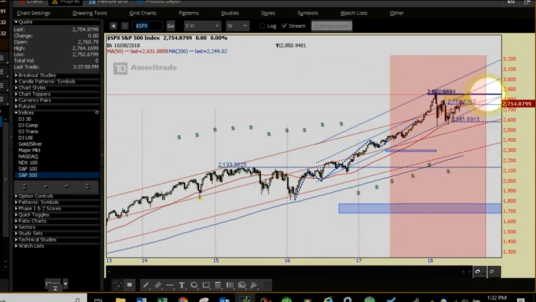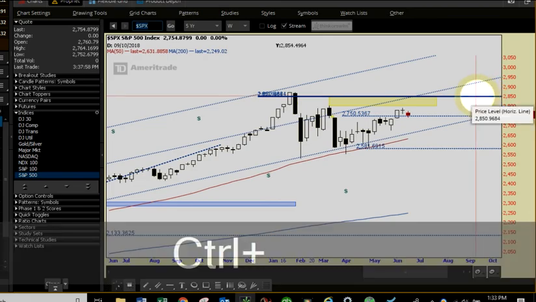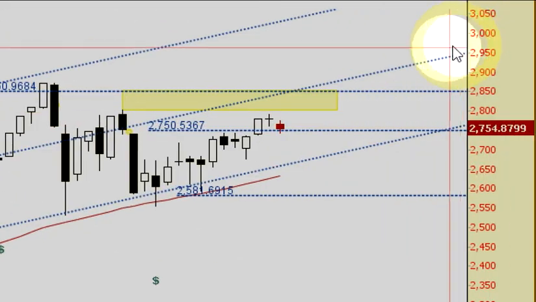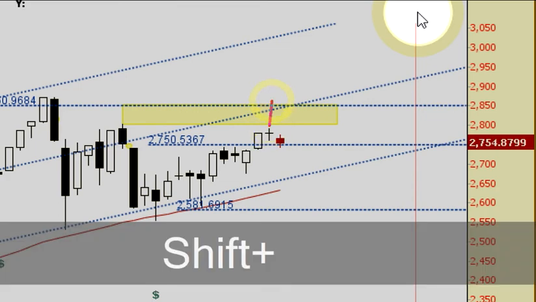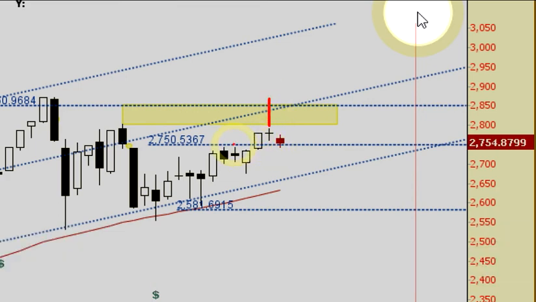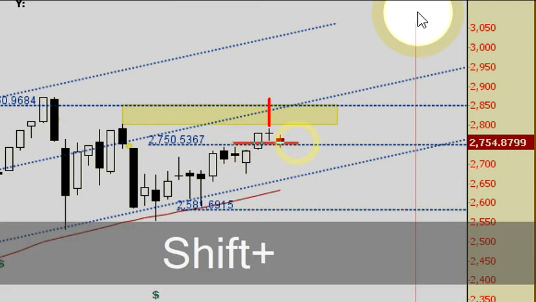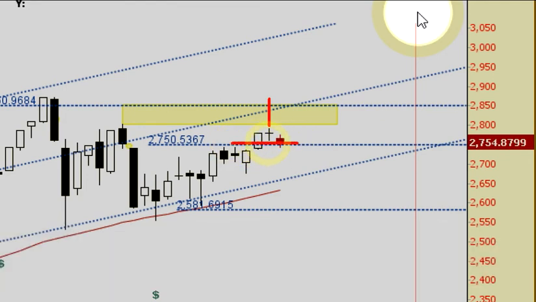Let's zoom in on a little more recent action. You can see that this week we got a close below the low of the high day. Okay, so here's the high, in this case the high week. So the high week is right here, right? And the market closed below the low of that high week.